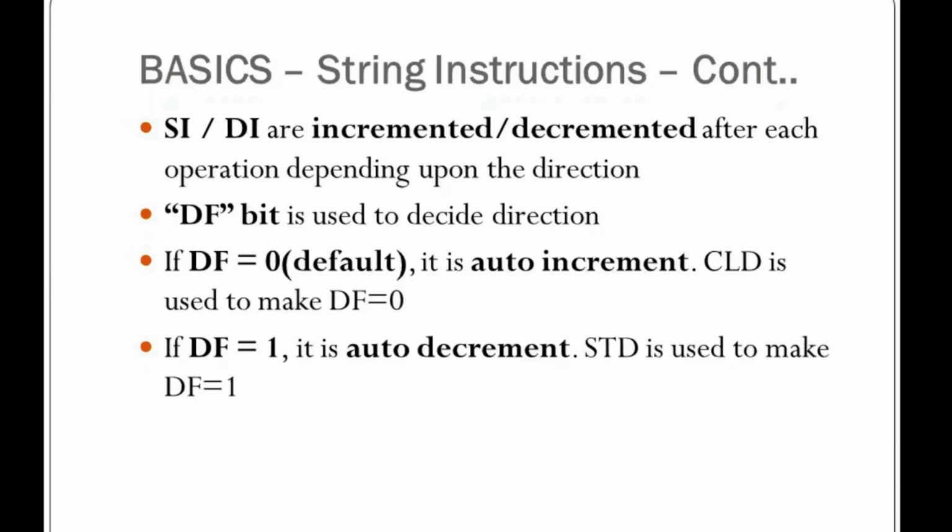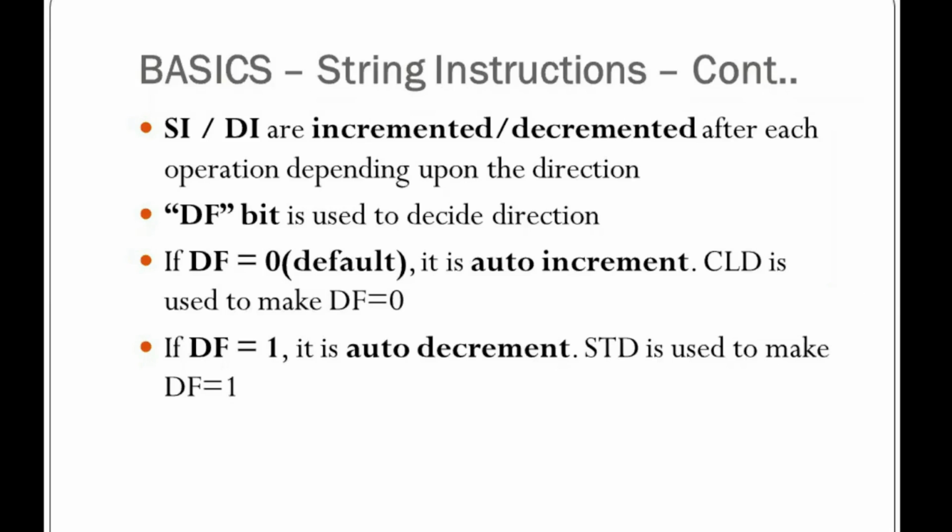The direction is fixed in the flag register using a bit called the direction flag, DF. You might know the flag register is 16 bit, out of which one bit is the direction flag, which tells in which particular direction the traversing should take place in the memory, in the segment.